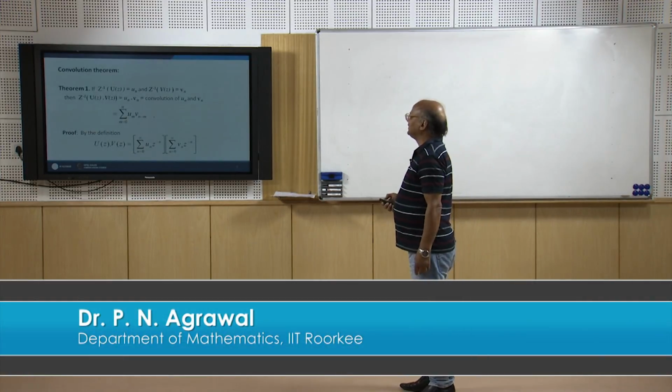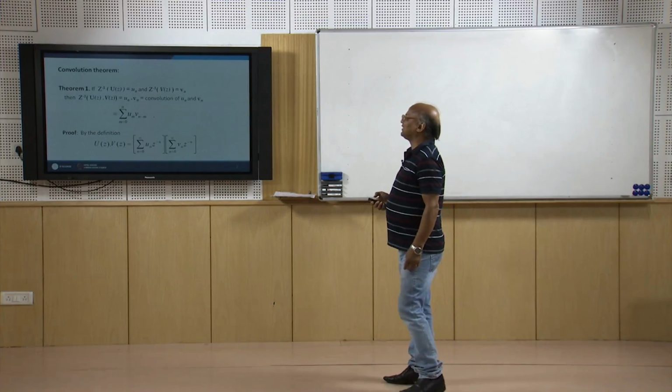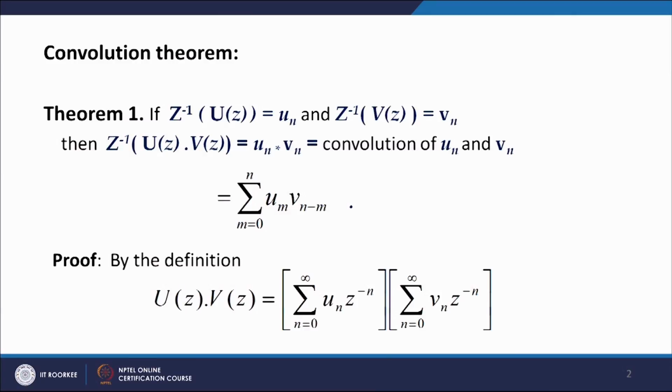We will begin with the convolution theorem, which says that if we know the Z inverse of U(z) is equal to u_n and Z inverse of V(z) is equal to v_n, then the theorem says that Z inverse of U(z) into V(z) is equal to the convolution of u_n and v_n. The convolution of u_n and v_n is denoted by u_n star v_n, and this is defined as sigma m equal to 0 to n of u_m v_(n minus m).